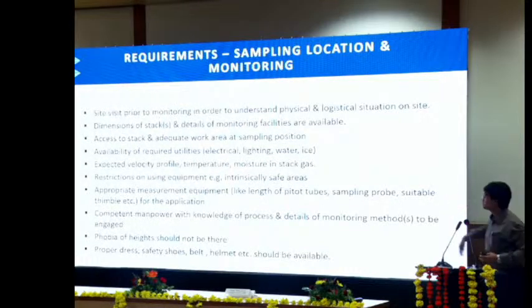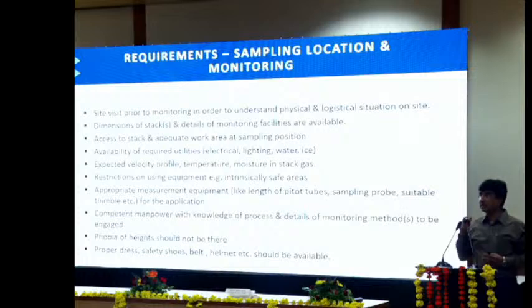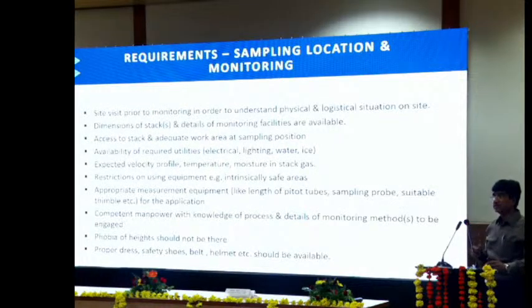It should actually be able to cover the whole stack. So the whole plane needs to be covered. So I should know what the diameter of the stack is. And then accordingly, I need to select appropriate probes, appropriate length of thermocouple and pitot tubes, so that I am able to do representative sampling at all traverse points. So if you don't know the diameter, probably you will not be able to achieve that particular objective.